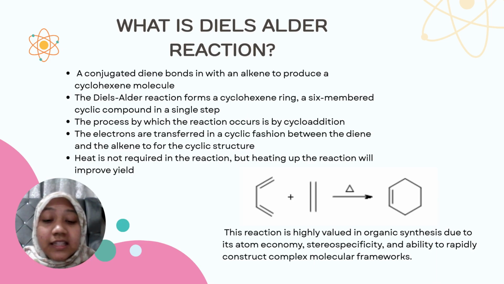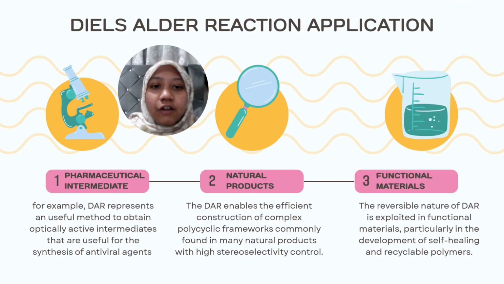In the reaction, the electrons are transferred in a cyclic fashion between the diene and the alkene to form the cyclic structure. So in the reaction, heat is not required, but heating up the reaction will improve the yield. So this reaction is highly valued in organic synthesis because of its atom economy and specificity and ability to rapidly construct complex molecular framework. There are a few applications of DAR.